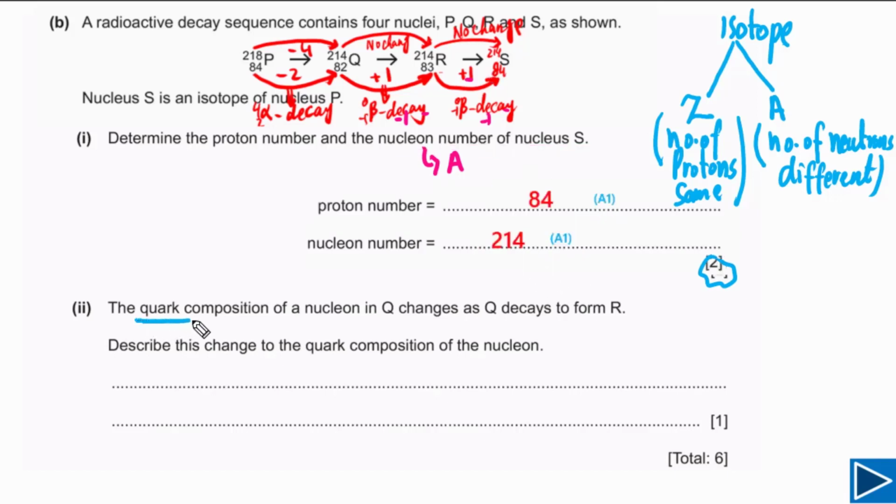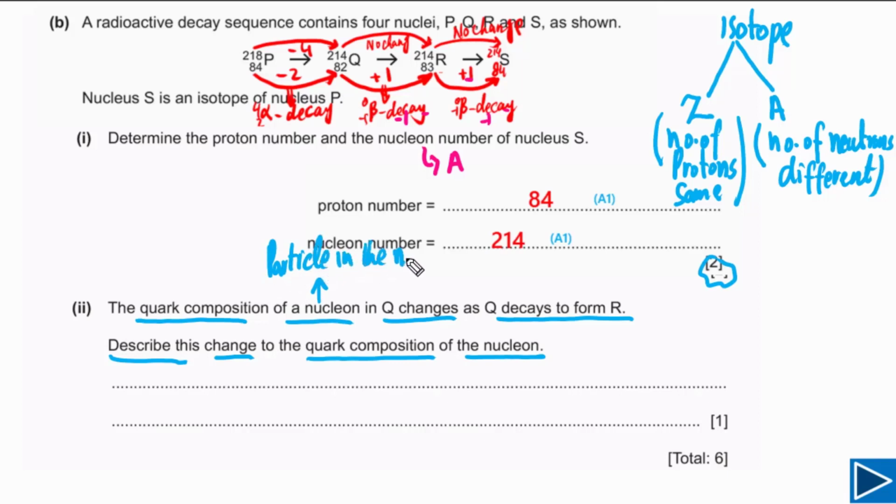For second part, it is given to us the quark composition of a nucleon in Q changes as Q decays to form R. We need to describe this change to the quark composition of the nucleon. First of all, let's try to understand what is nucleon. Maybe some of you are not clear what is nucleon. Nucleon simply is a particle in the nucleus. So simply we can write down particle present in the nucleus. And examples of nucleons are protons because protons are present in the nucleus. And neutrons are also examples of nucleons.